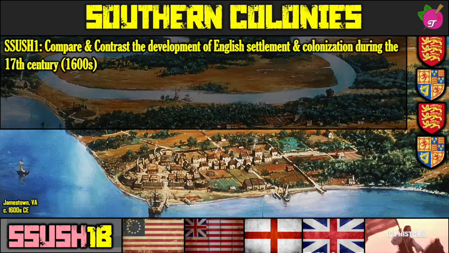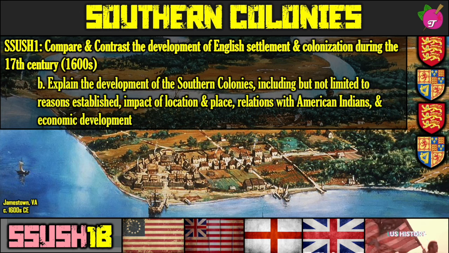The text of this standard. We are still under Standard 1. Compare and contrast the development of English settlements and colonization during the 17th century, or the 1600s. Specifically, today we will explain the development of the Southern Colonies, including but not limited to reasons established, impact of location and place, relations with American Indians, and economic development.